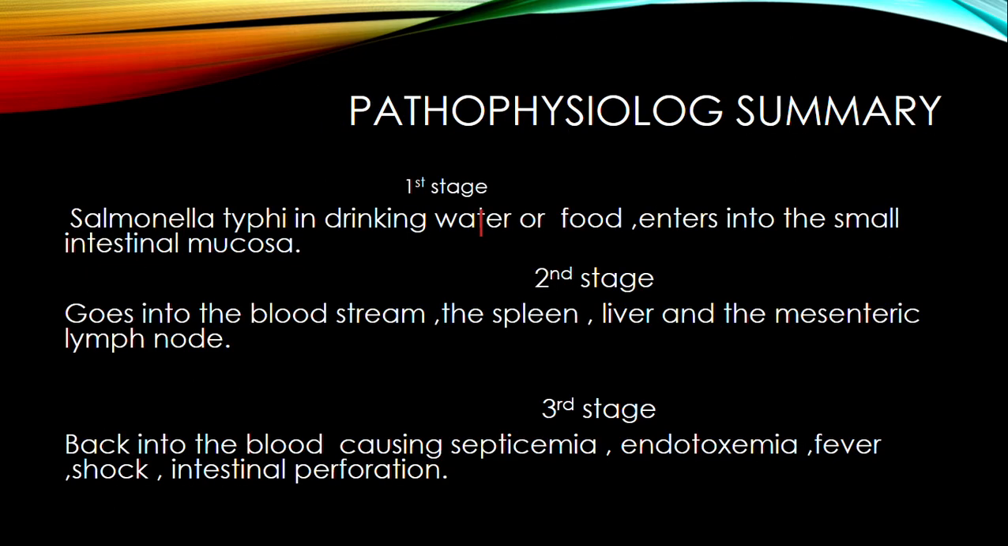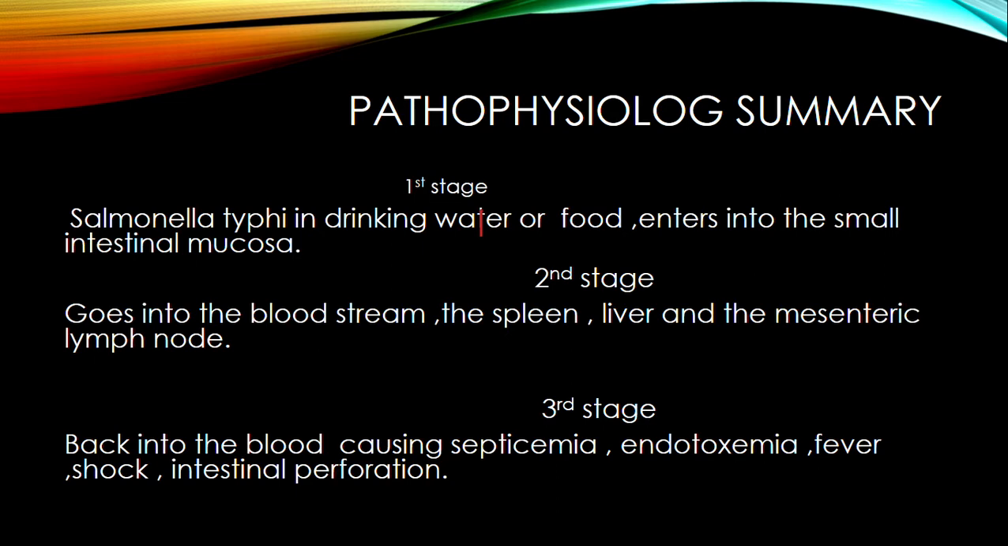So in summary, the pathophysiology of enteric fever, we can put it in 3 stages. So first, the Salmonella typhi is in the drinking water or food. Then it enters into the small intestinal mucosa. So it has passed through the stomach. If it's lucky, if it survives the acidic conditions, it proceeds to the intestines. So now when it enters into the intestines, it causes ulceration and inflammation.